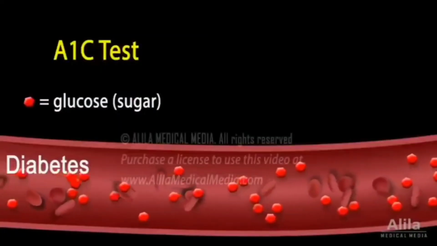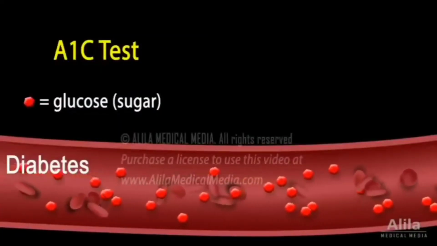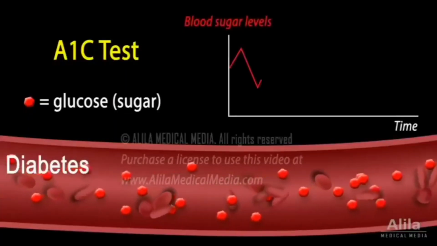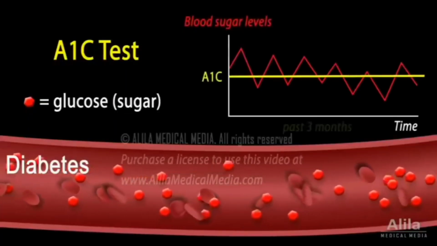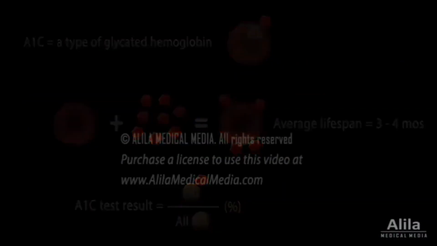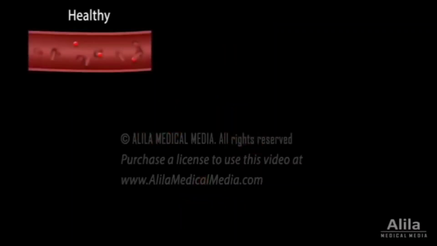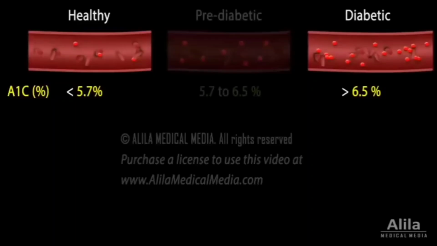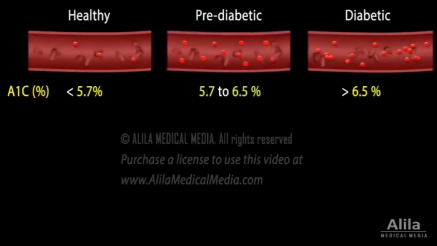A1C test is a blood test used to diagnose diabetes and monitor the progress of a treatment plan. The test result reflects the average blood sugar levels in the past 3 months. A normal blood glucose level corresponds to an A1C result of less than 5.7%. An A1C level higher than 6.5% indicates diabetes. Between 5.7 and 6.5% is pre-diabetes.